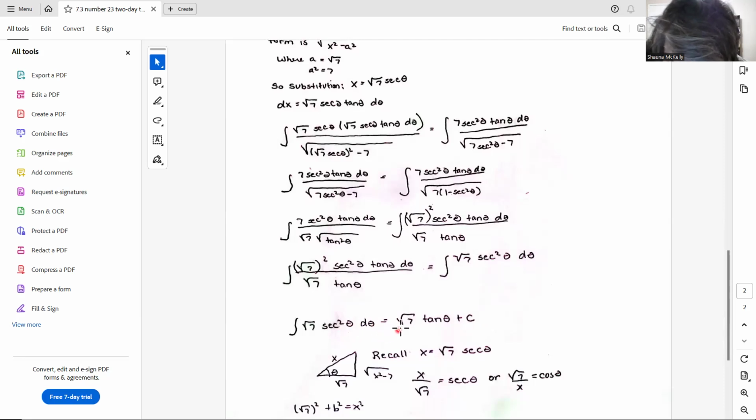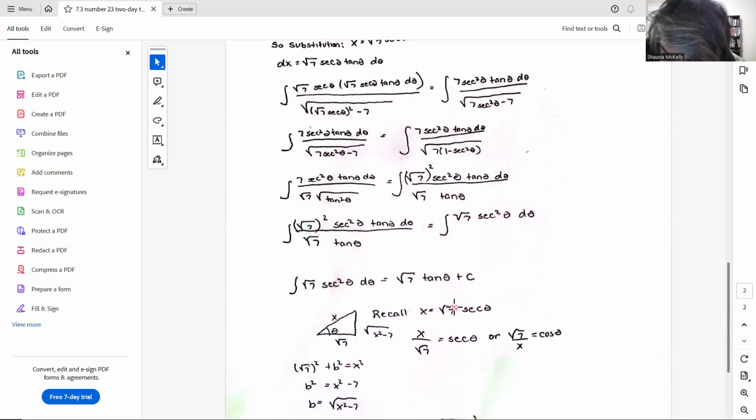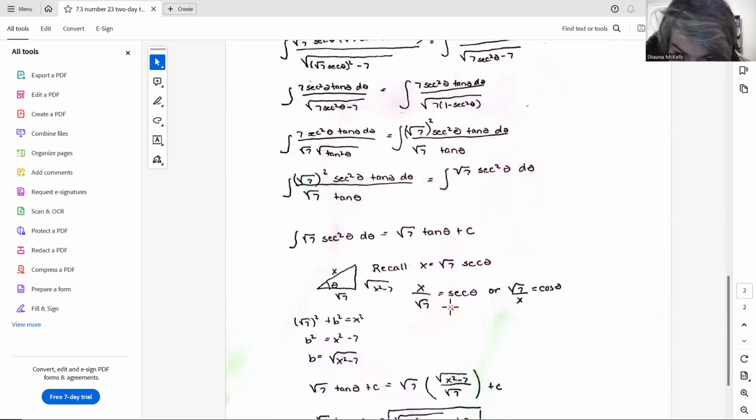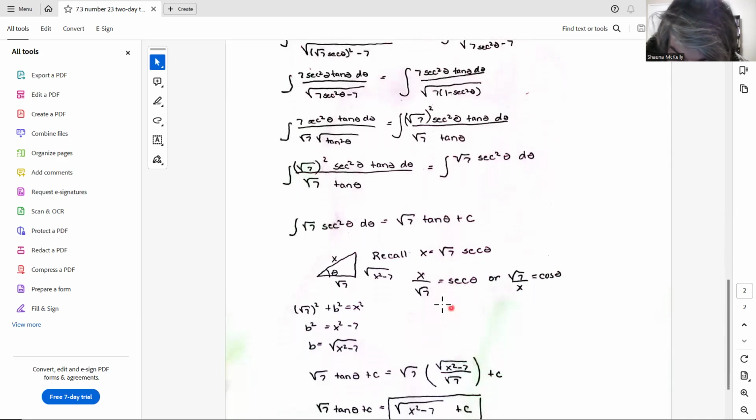And this is equal to, remember, the integral of secant squared is tangent because the derivative of tangent is secant squared. So we end up with the square root of 7 tangent theta plus a constant. The problem here is that the original problem was in x. So I need to take this expression that I now have in terms of theta and rewrite it in terms of x. So what I do is I recall my substitution.